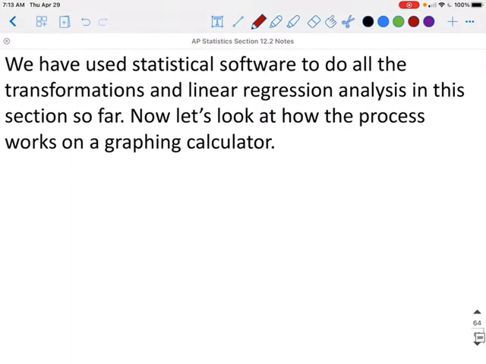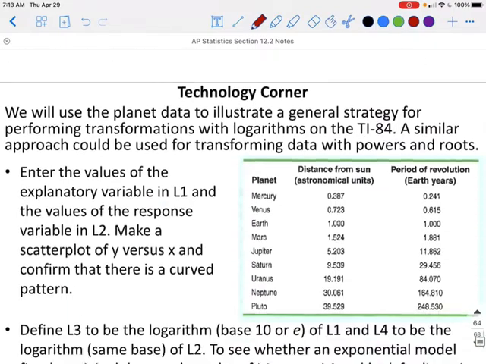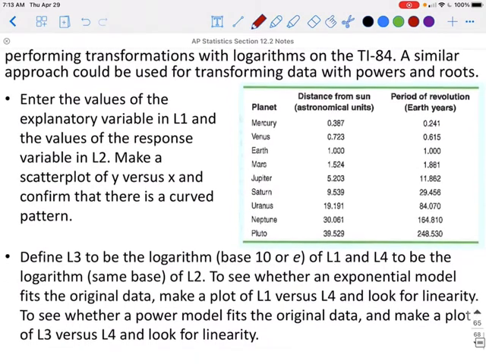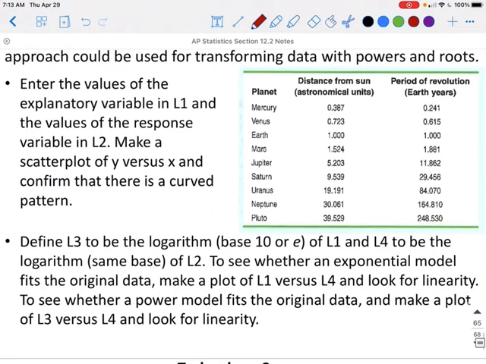We have used statistical software to do all the transformations and linear regression analysis in this section so far. Now let's look at how the process works on a graphing calculator. We will use Planet data to illustrate a general strategy for performing transformations with logarithms on the TI-84. A similar approach can be used for transforming data with power and roots.